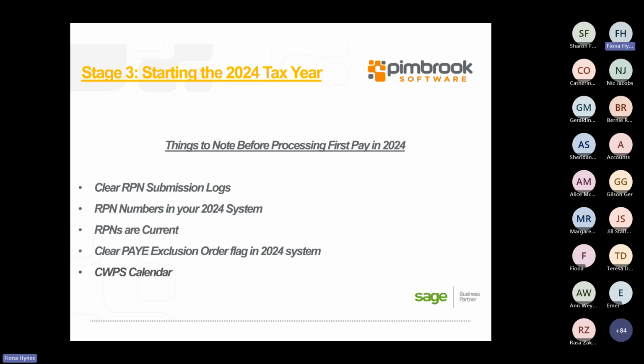It'll clear any expired PAYE exclusion orders. So it'll examine the exclusion orders that it has and look at the has effect until date, and it'll clear out any if appropriate.